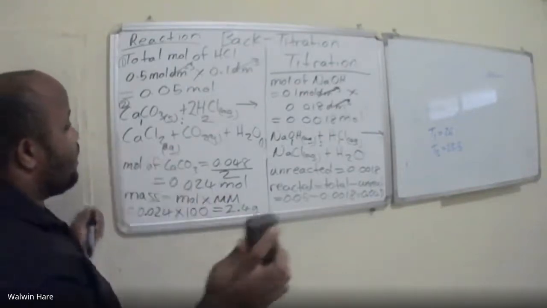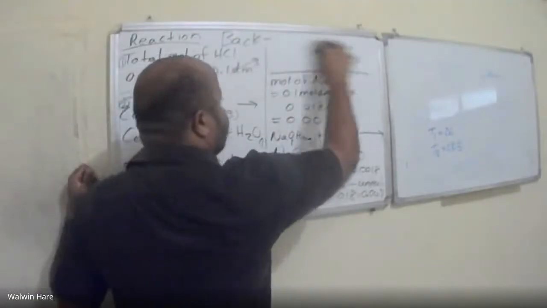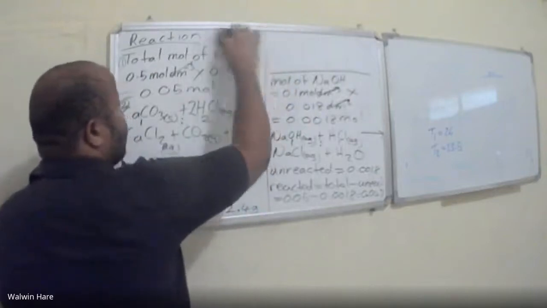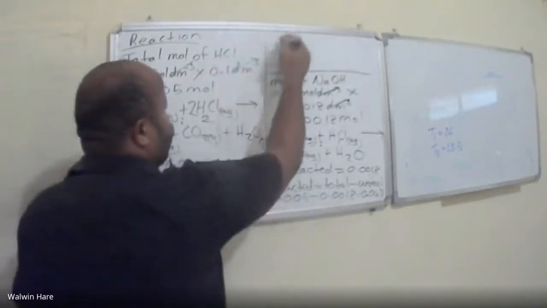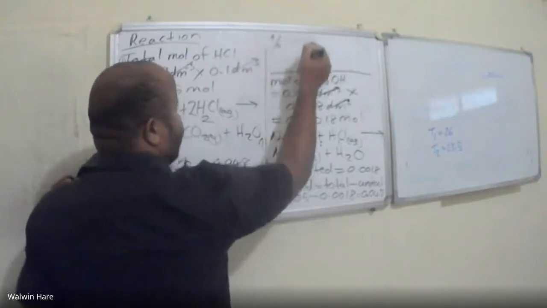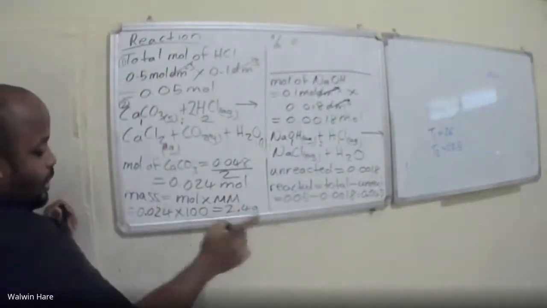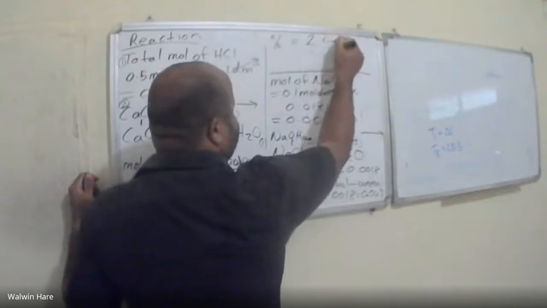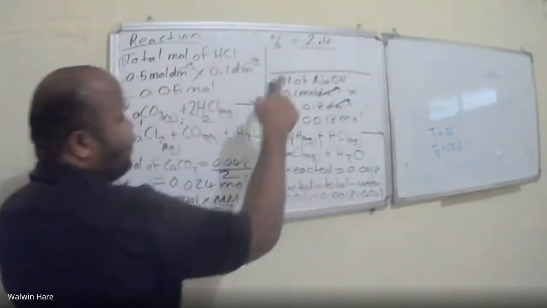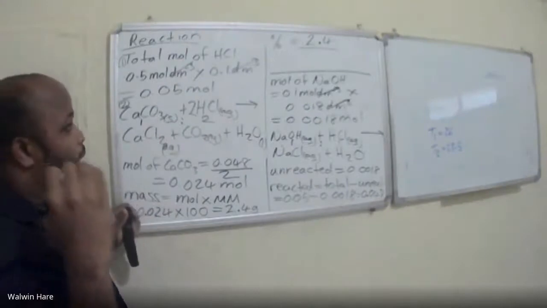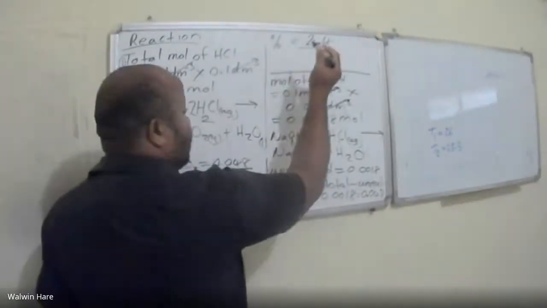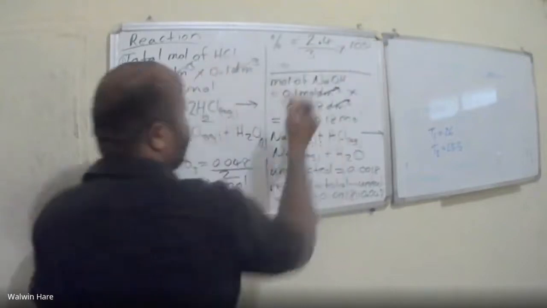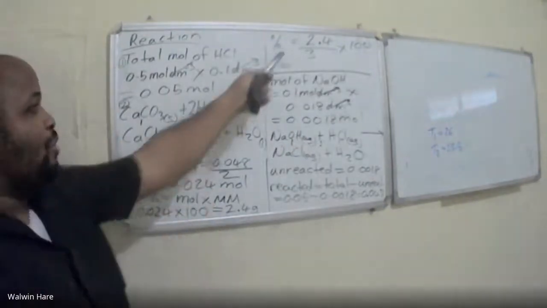So if you want the percentage, it is the mass of the compound, in this case calcium carbonate, 2.4 grams, divided by the mass of this sample, which is 3 grams, right? Times 100. Can somebody just work out this?